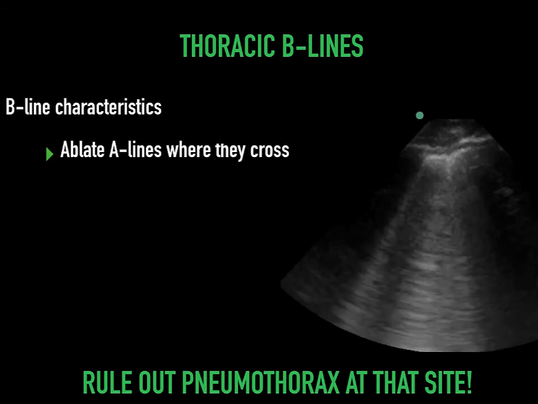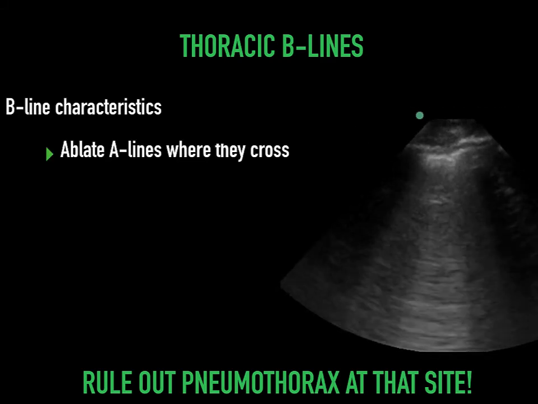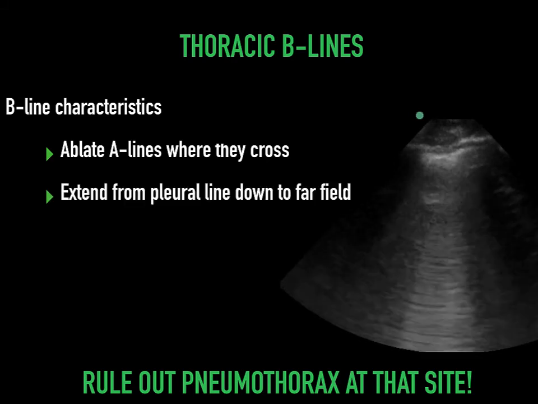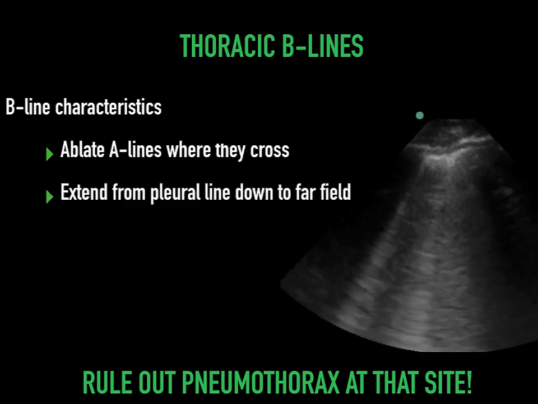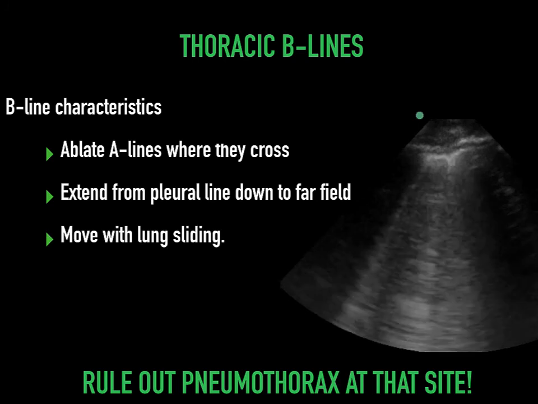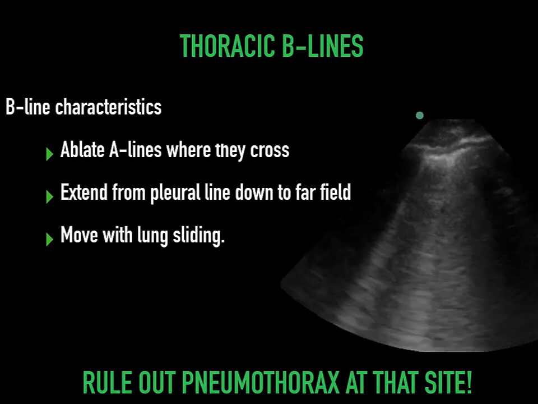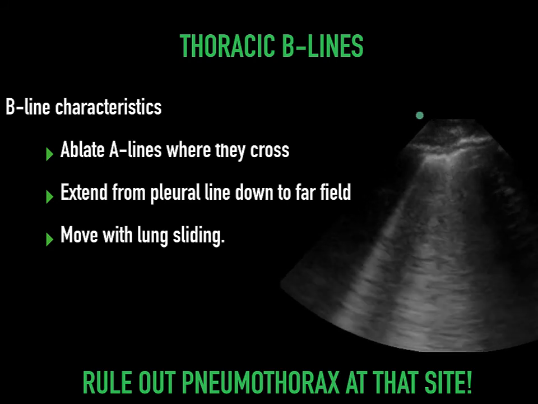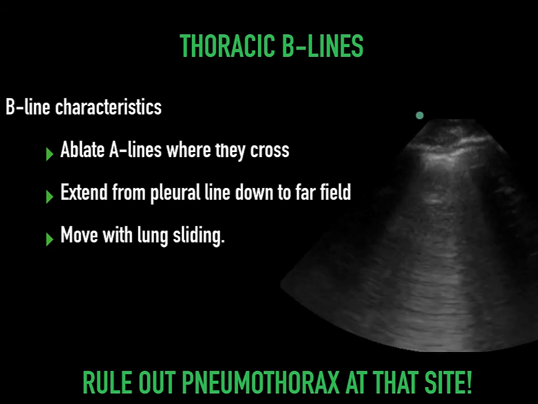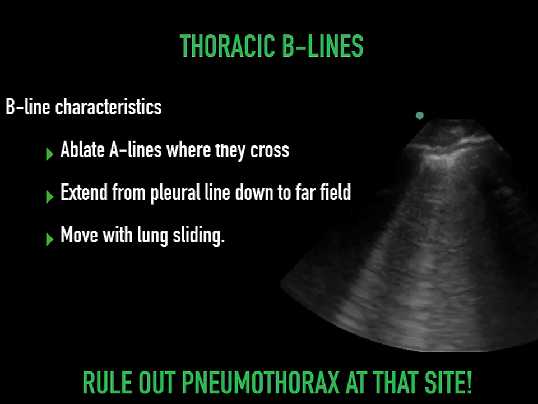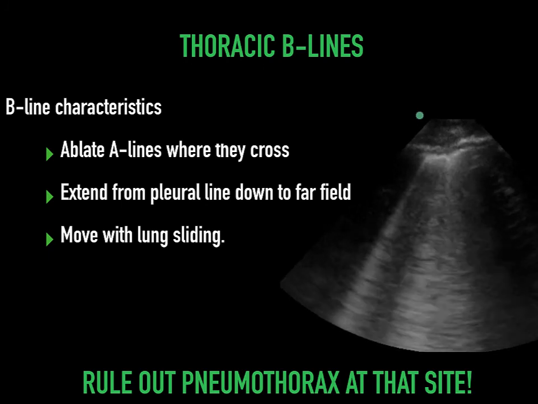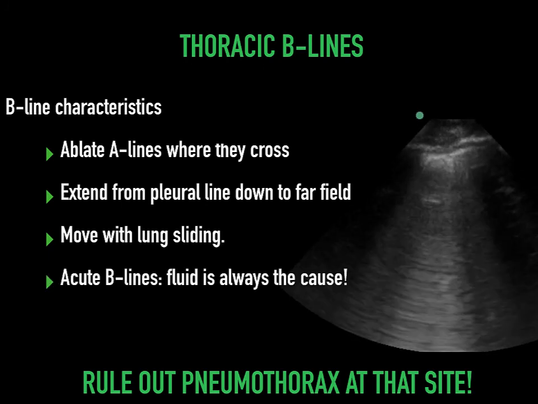B-line characteristics: they ablate A-lines where they cross, so B-lines always take predominance. They extend from the pleural line down to the far field. There are some lines which will only extend a short distance from the pleural line, but not to the far field. These lines are of undetermined significance, but are often called Z-lines. B-lines move with lung sliding.